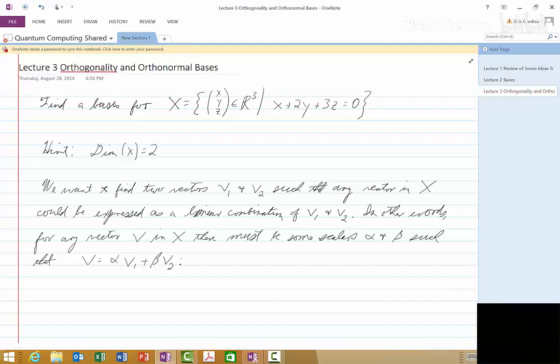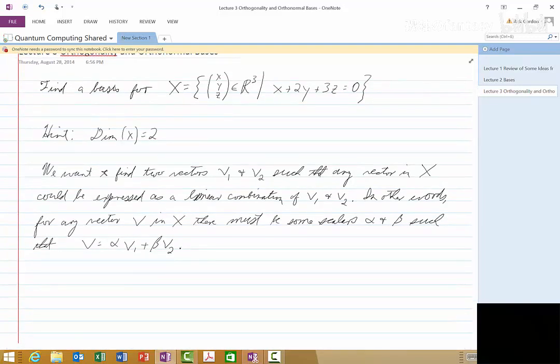And I don't know, maybe at first that seems like a somewhat daunting task, but it turns out to be very easy. In fact, and this is part of what, to me, makes linear algebra very interesting. It's almost like magic in a way, because it turns out that we can pick any two vectors in X, and as long as neither one of them is a multiple of the other one, then they will work. So let me show you what I mean here.